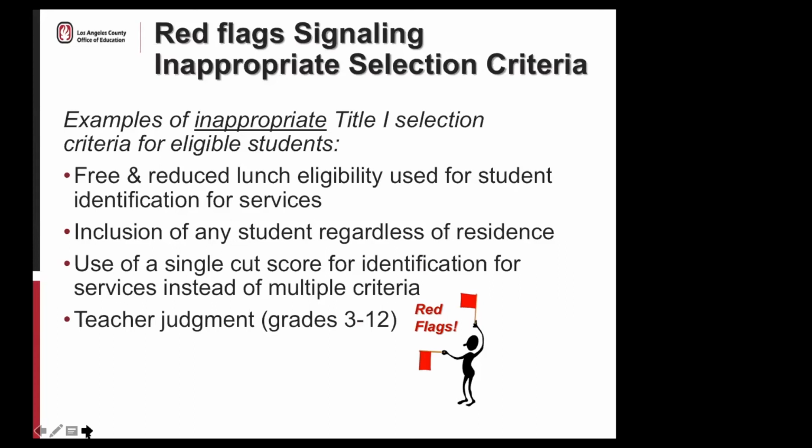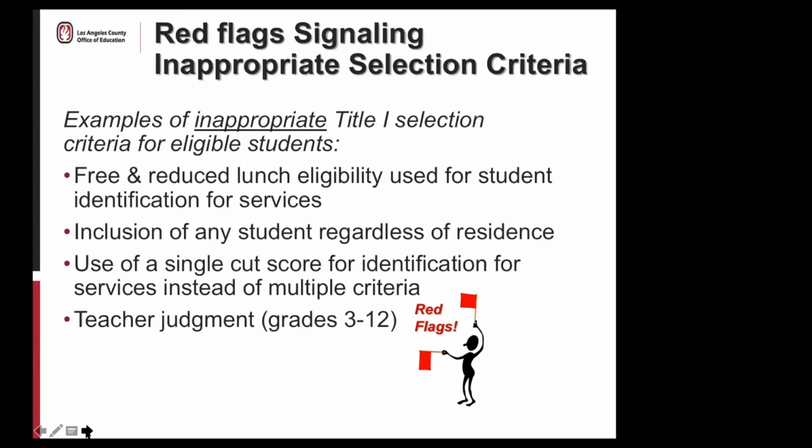Another would be if a district is including any student, regardless of where they reside. Sometimes districts think that any student in their district would qualify. No, only if they reside in one of your Title I funded school attendance areas. Another red flag would be if you're using a single cut score to identify students for services, because as Adrian pointed out, this would be similar to a district targeted assistance program. In that case, you need to have multiple objective academically related criteria that have been developed in consultation with the private school to identify students who are eligible for services.